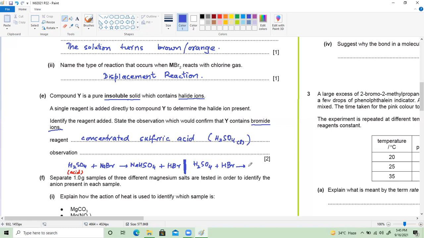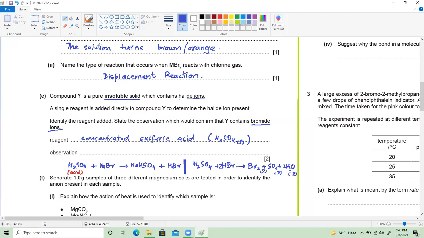And then what should be found? Bromine is produced in the gaseous state, plus sulfur dioxide plus water. Yes, another acidic gas is also produced, which is sulfur dioxide. And along with that, water is also produced.